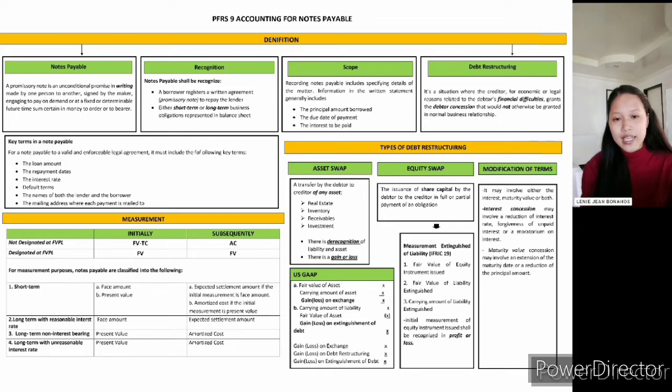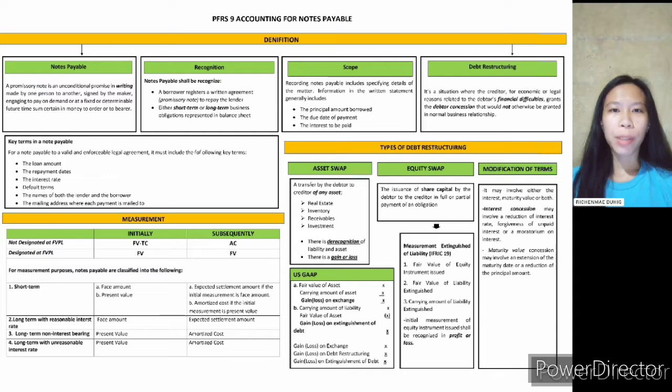Subsequently, those not designated at fair value through profit or loss, we measure at amortized cost, meaning we consider the changes, the passage of time, if there is a premium or a discount, if the present value and the face value are different. That is called amortization from one point going to another, that is called amortized cost. But those designated at fair value through profit or loss are subsequently measured still at fair value.